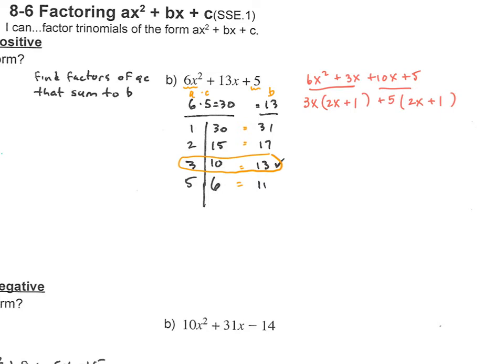And you can check this. If I factor 5 out of 10x, I get 2x. Or if I were to multiply 5 times 2x, I get 10x. 5 times 1, I get 5. So I'm able to check those. Now I'm going to go ahead and regroup them. And I know that one of my parentheses has already been established. It's 2x plus 1. And then the other parentheses is going to be what's left behind, 3x plus 5.